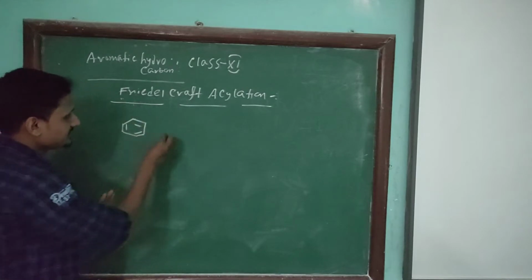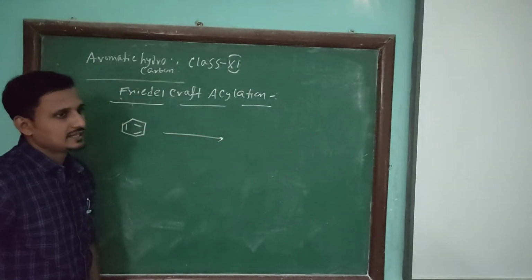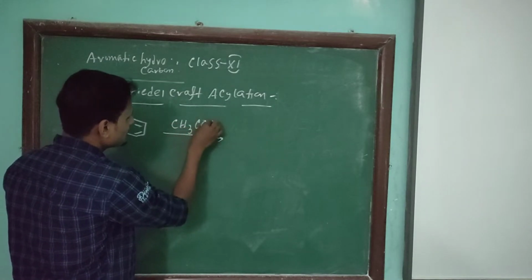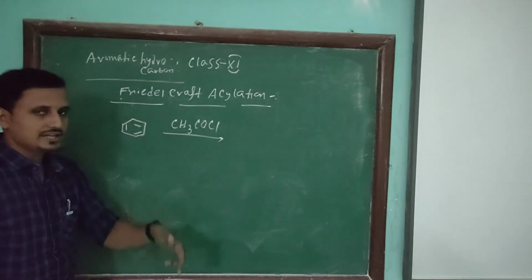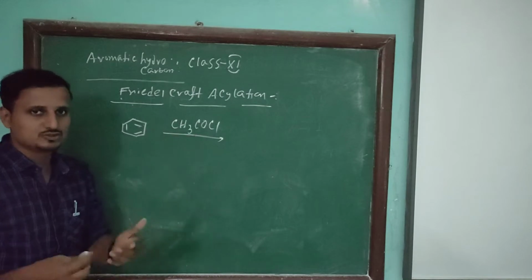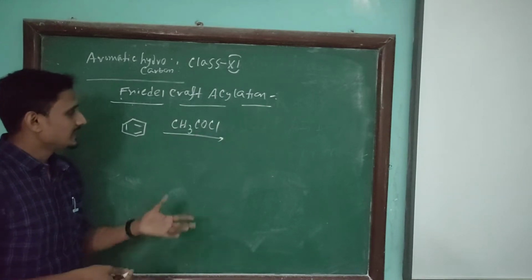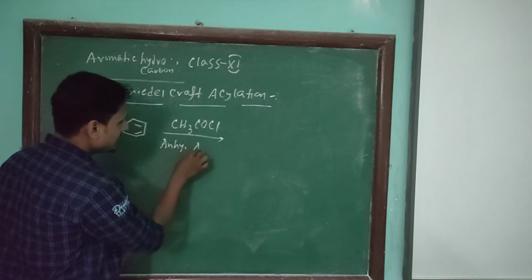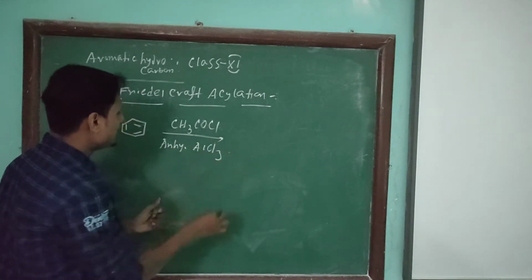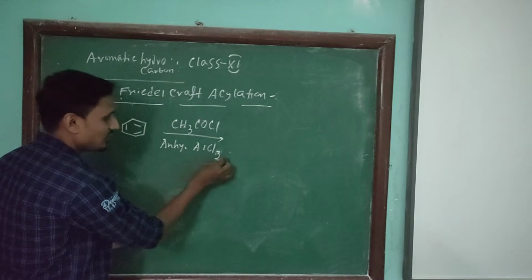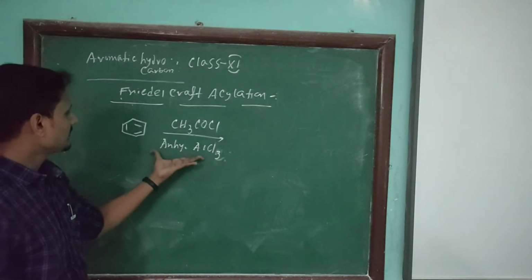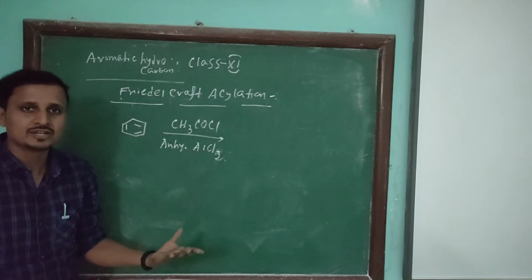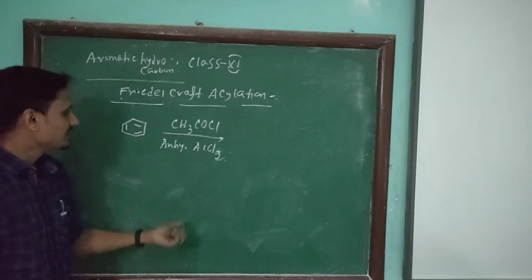So, when this benzene reacts with CH3COCl, instead of this CH3 you can take C2H5, in the presence of anhydrous AlCl3. This anhydrous AlCl3 is the main reagent of the Friedel-Crafts reaction. In case of alkylation we have seen we used CH3Cl. Now what will happen?